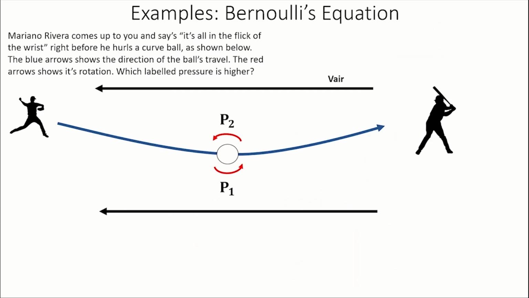Another question here. The one thing about fluids is that you can be asked questions about fluid mechanics, moving fluids, in so many different iterations and variations that I can't show you all of them, but I'm trying to show you most of them. Mariano Rivera comes up to you and says, it's all in the flick of the wrist, right before you throw the curveball as shown below. The blue arrow shows the direction of the ball's travel. The red arrow shows rotation. Which labeled pressure is the higher pressure?